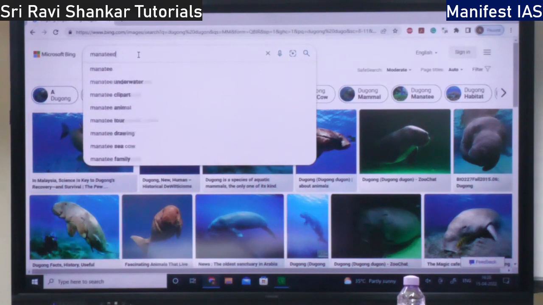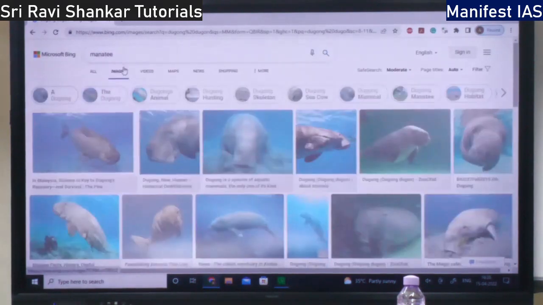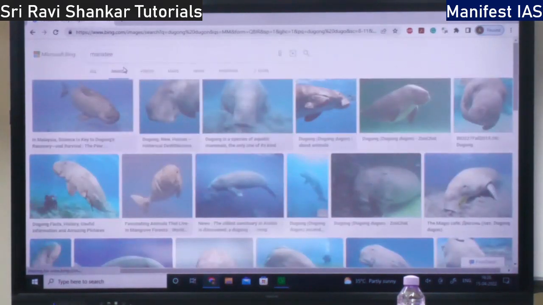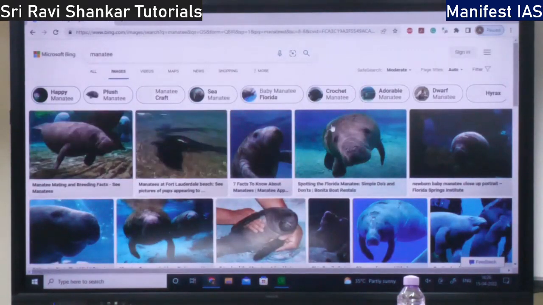Then manatees are also marine animals which are critically endangered. If you don't write down, it's a loss for you. They are just similar to dugong, right? They are also critically endangered.